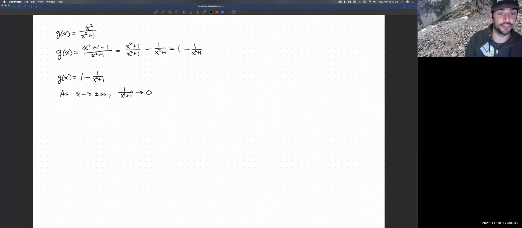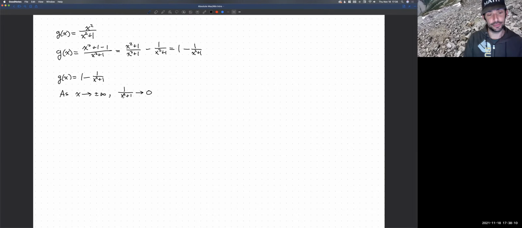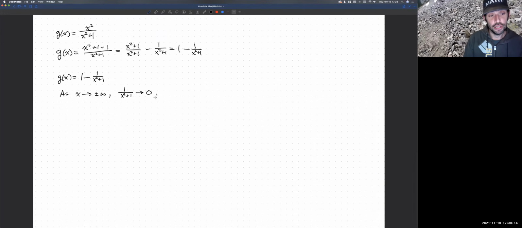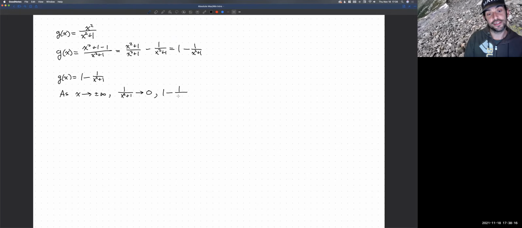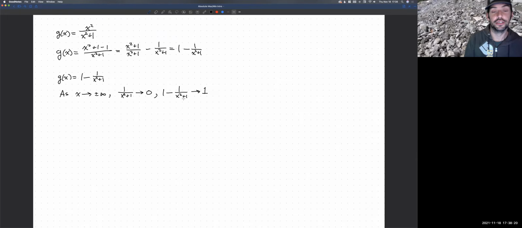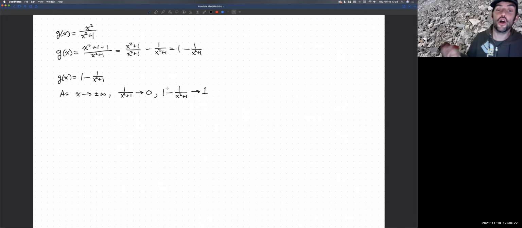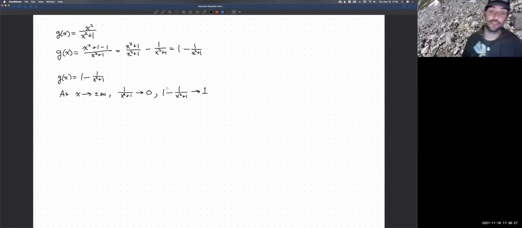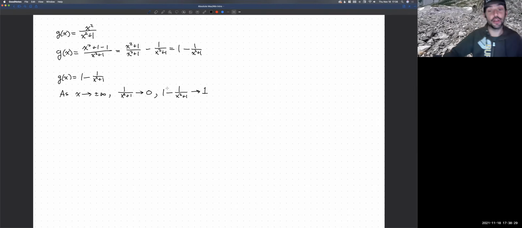It should be easy enough to understand that as x gets incredibly large, positive or negative, this thing gets incredibly small, which means this thing gets close to 1, right? Because we're subtracting almost nothing. We're starting at 1 and we're subtracting almost nothing. So it's getting closer and closer to 1, right? As we go away from 0.